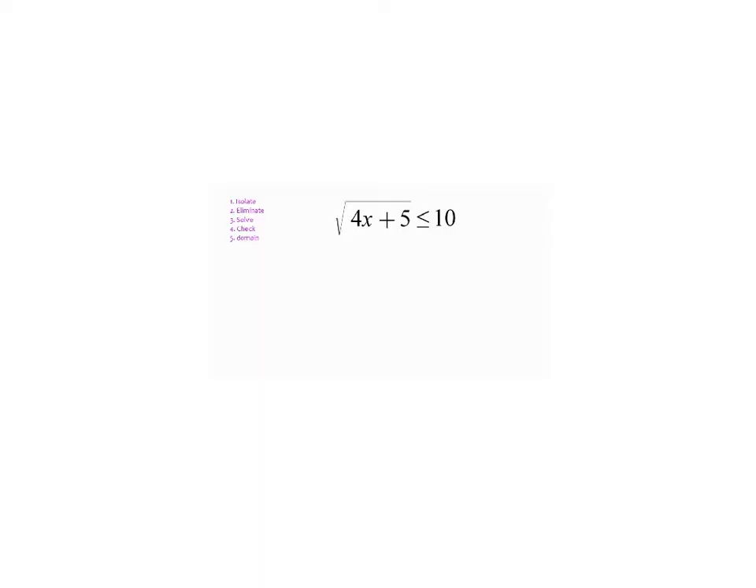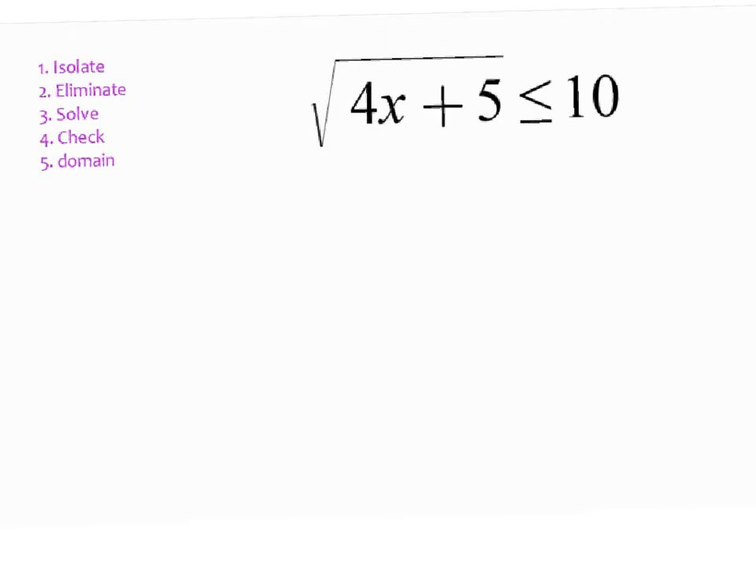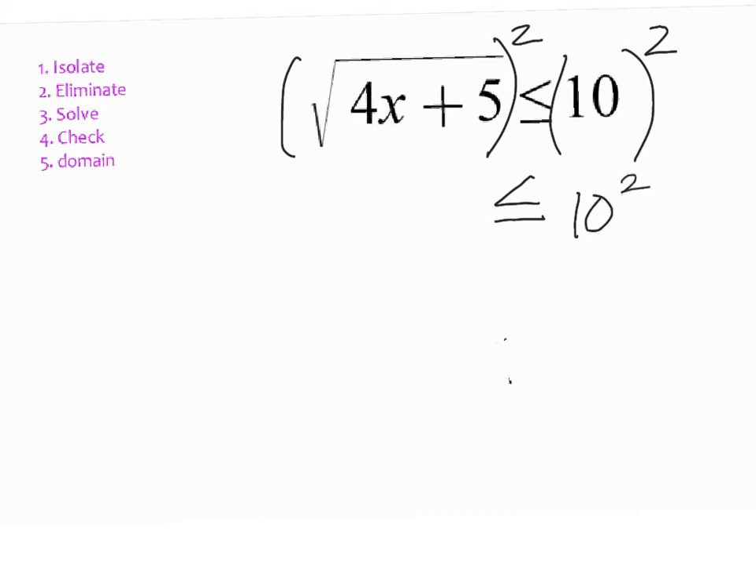Okay, so first example, isolate. We don't have anything to isolate. Okay, next is going to be to eliminate. So remember, we're going to eliminate this by squaring both sides. Okay, so when you square both sides, over here, you get 10 squared, which is 100. Over here, you just get 4x plus 5, so I'll write it one more time.